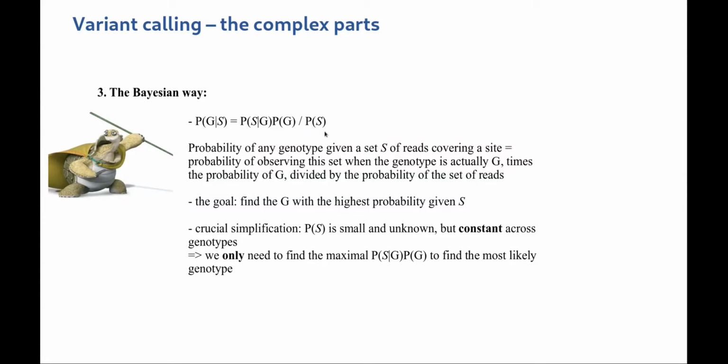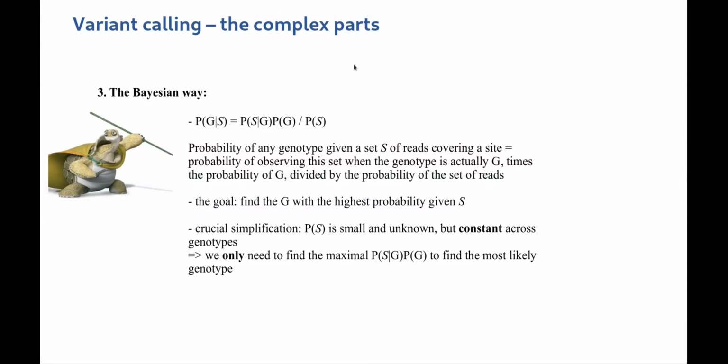So, wow, that's a hard to parse sentence, but it's actually not so bad as it first looks. Your goal here is to find the genotype G that has the highest probability given your observed set of reads. So that's a trivial goal, of course, that's what you want.